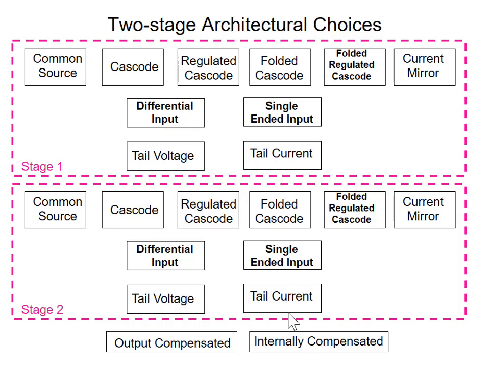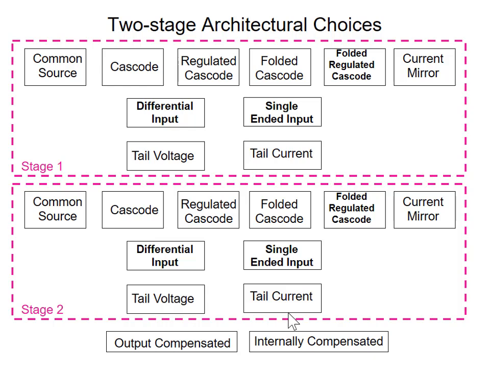The first stage, and we can make this list bigger if we wanted to. The first stage, we can use a common source circuit. We can use a cascode, or regulated cascode, or folded cascode, or folded regulated cascode, or a current mirror. We can have differential or single-ended inputs. We can have a tail voltage or tail current bias. The second stage, we do the same thing. And then we can have a choice of either doing output compensation or input compensation.